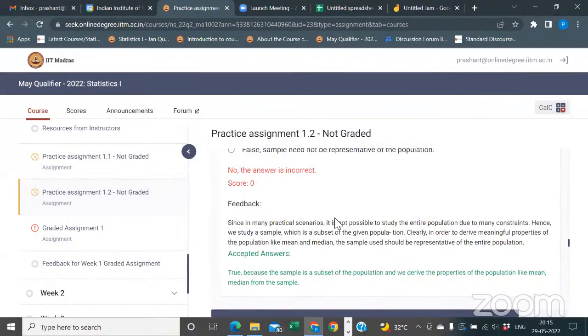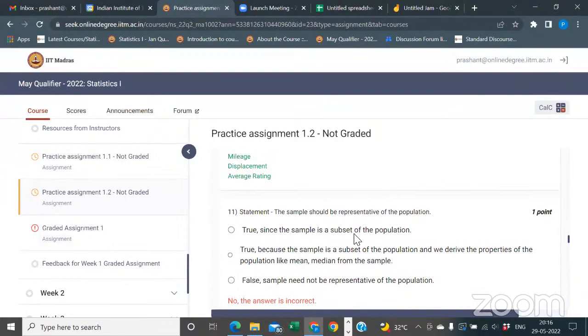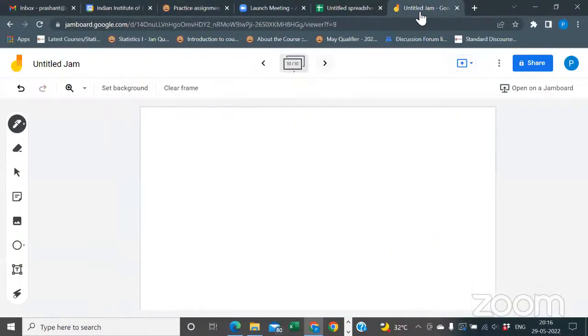See, if you look at the feedback, in many practical scenarios it is not possible to study the entire population due to many constraints. When you draw a sample, you can compute the mean and median. See, why should it be representative? So that the central tendency which you are calculating can give good accuracy.